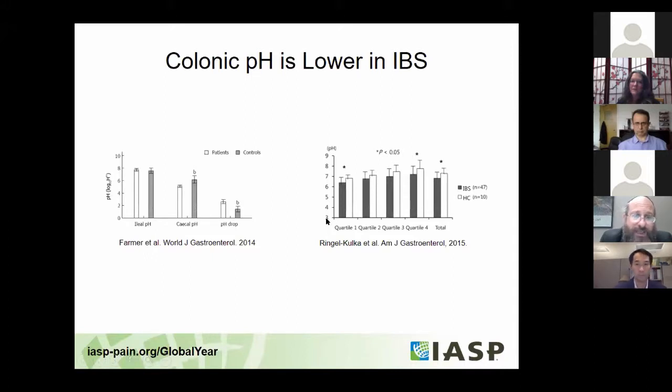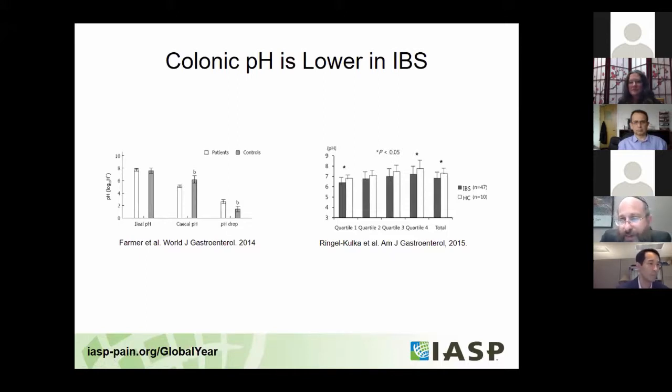So if you look at the junction in between the small and large intestine, we find that, and it's not us, this is the work of Farmer et al., that patients with irritable bowel syndrome have a greater drop in pH. And this has subsequently been repeated by Ringel-Kulka et al. in a larger cohort, and they found the same thing, essentially that people with irritable bowel syndrome have lower pH.